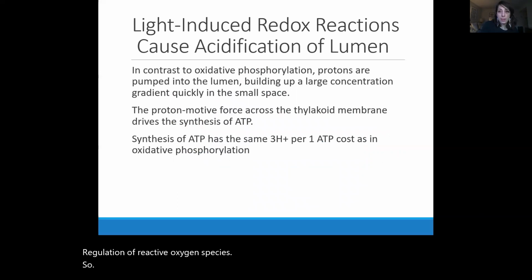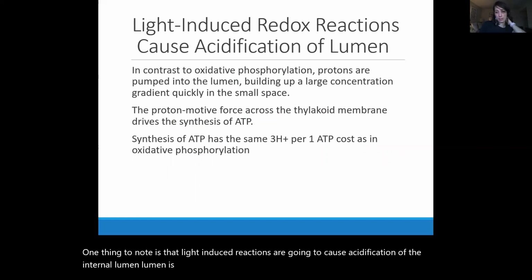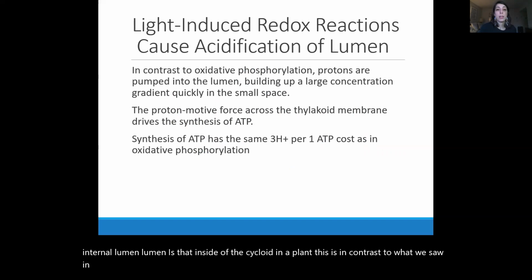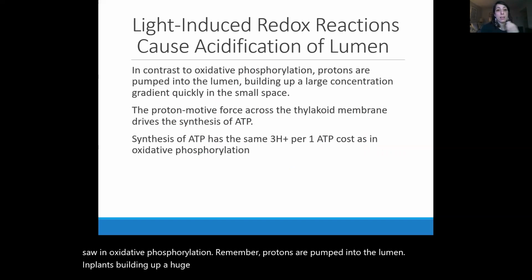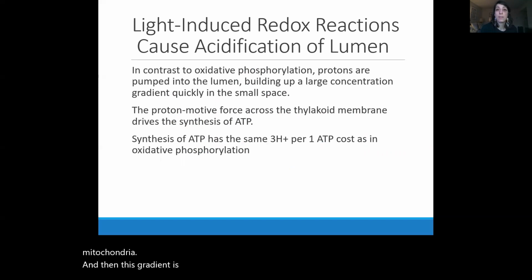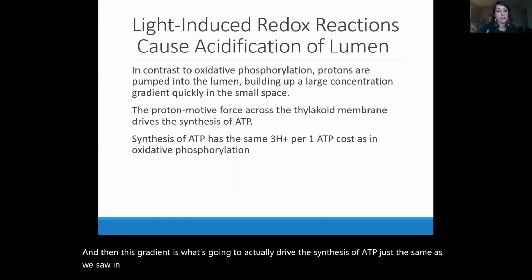So one thing to note is that light-induced reactions are going to cause acidification of the internal lumen. The lumen is the inside of the thylakoid in a plant. This is in contrast to what we saw in oxidative phosphorylation. Remember, protons are pumped into the lumen in plants, building up a huge gradient quickly, and it's in a much smaller space than in a mitochondria. And then this gradient is what's going to actually drive the synthesis of ATP, just the same as we saw in mitochondria through ATP synthase.